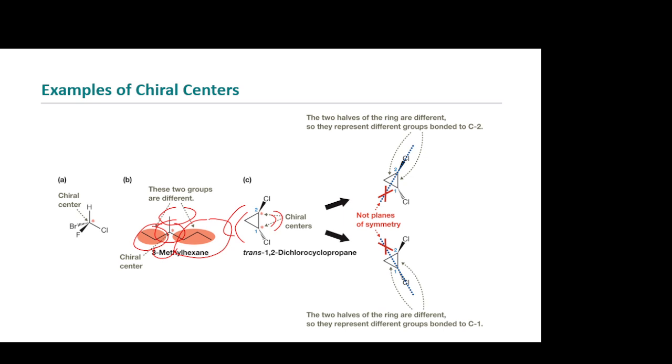Okay. So it can't have a plane of symmetry to be a chiral center? Exactly. If there's a plane of symmetry, you're not going to be able to establish a chiral center. You always have the ability to rotate it back into place. Okay?